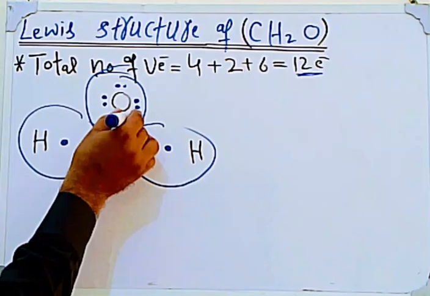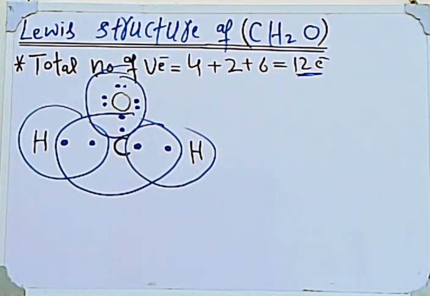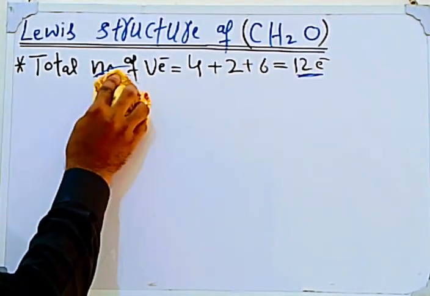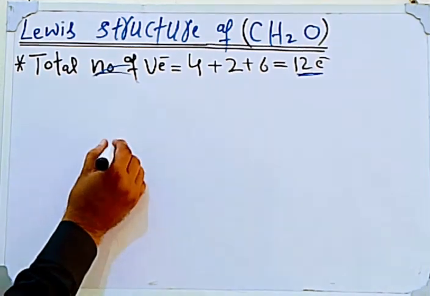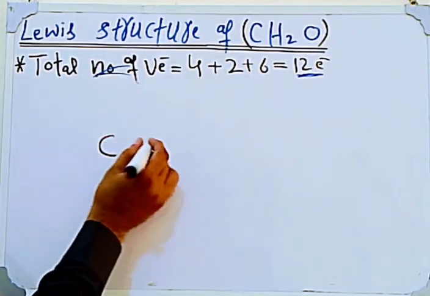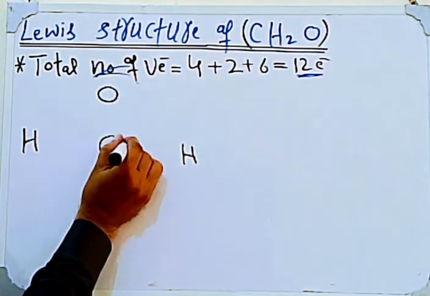But if we see carbon, we observe carbon has only 6 electrons. So carbon needs 2 electrons. So to complete the octet for carbon, again we draw the Lewis structure. Carbon, hydrogen, hydrogen, and oxygen.